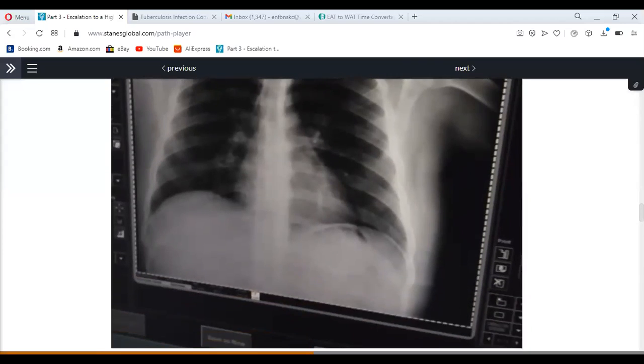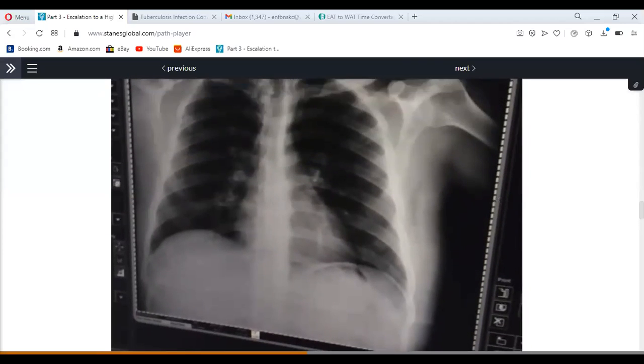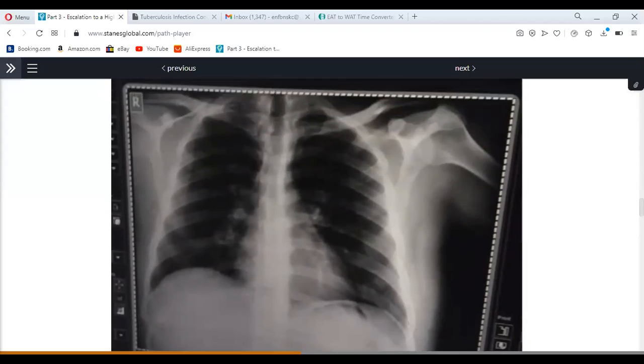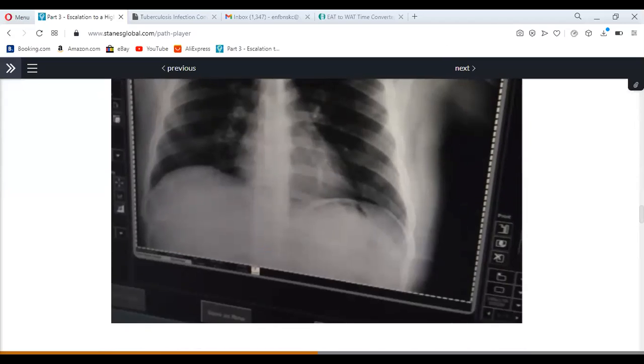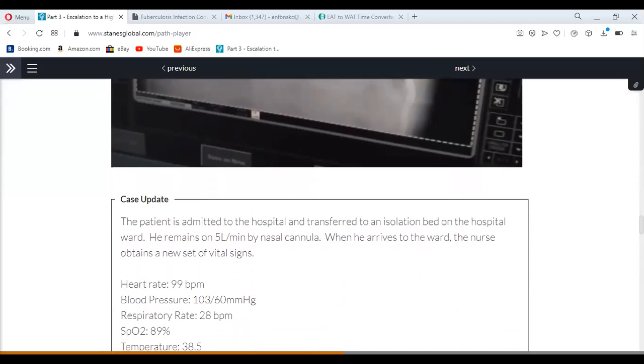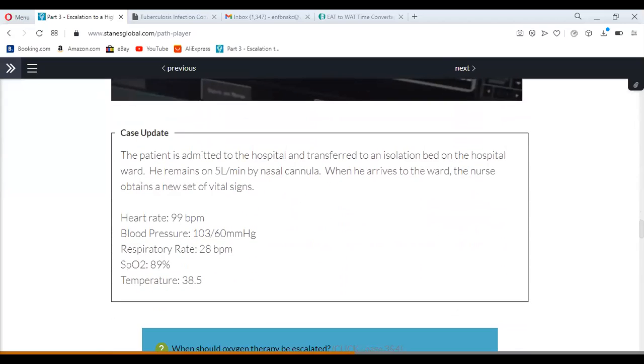Okay, is there any feature on the chest X-ray here? Suggest something? Okay, let's scroll down. Okay, so this is the update now on the patient.